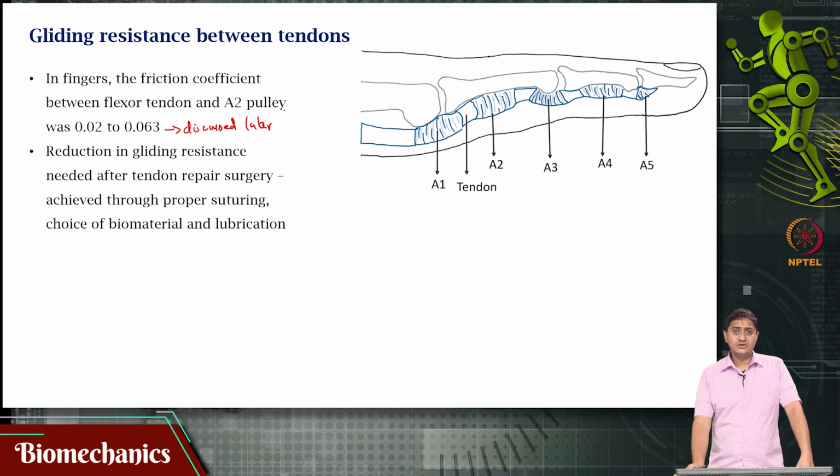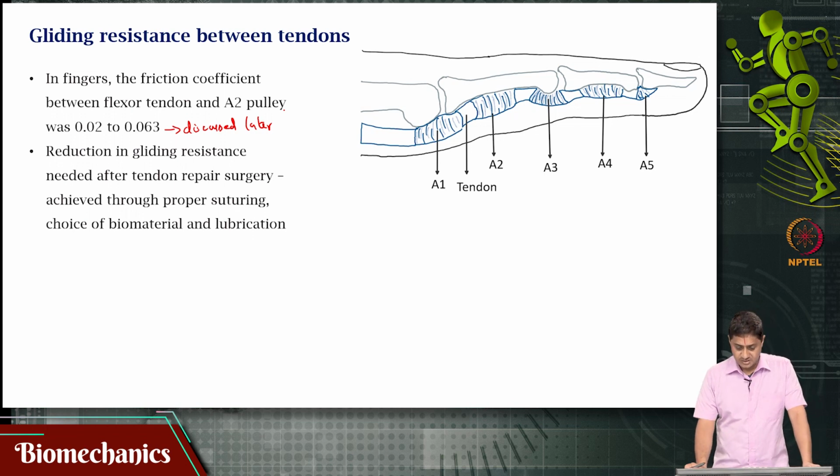There is a need to reduce gliding resistance after surgery that is performed for tendon repair. So, after sports injuries or any injury, if the tendon is ruptured and tendon repair surgery has been performed, there is a need to reduce the gliding resistance. This is usually achieved through proper suturing, the appropriate choice of biomaterial, and the quality and quantity of lubrication that is available.